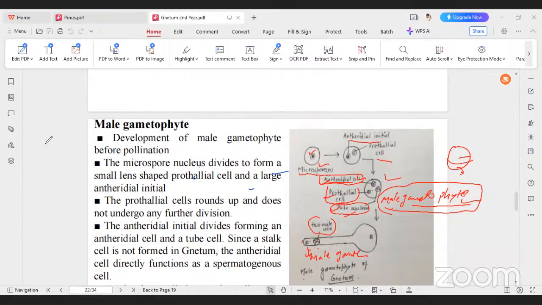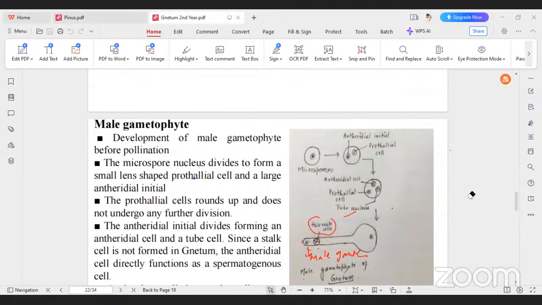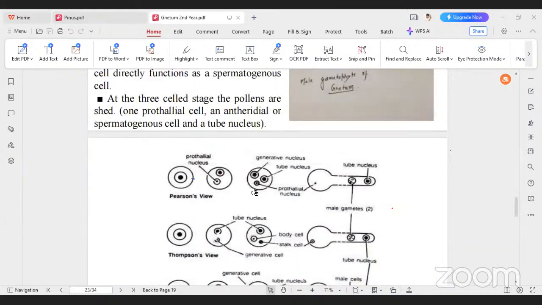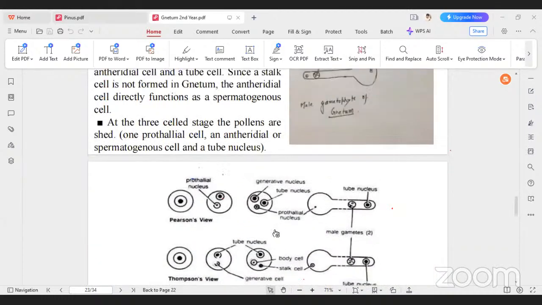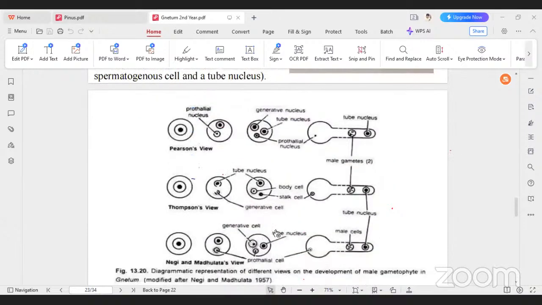Likewise, see the female gametophyte also. We already discussed just now how the gametes develop inside the nucellar cells. Let's check once again. So this is the development. Take a picture. This is the development of the male gametophyte.